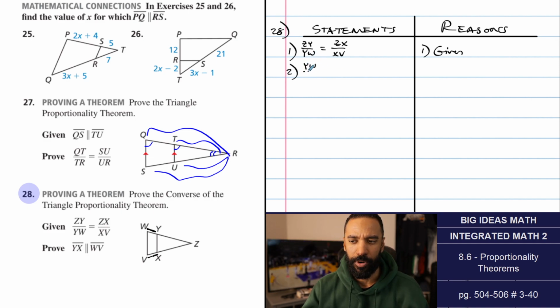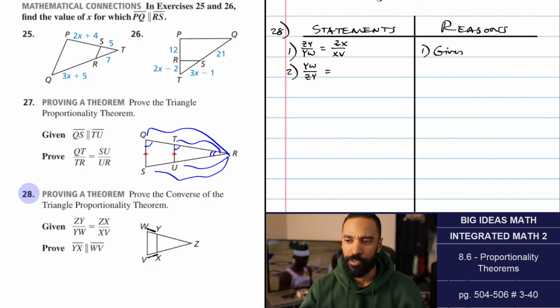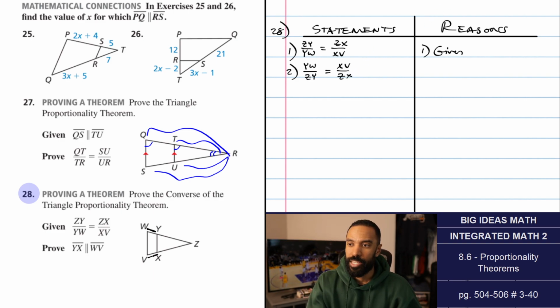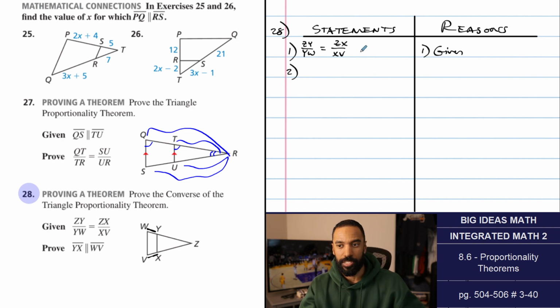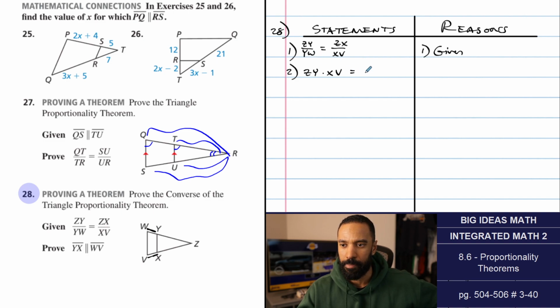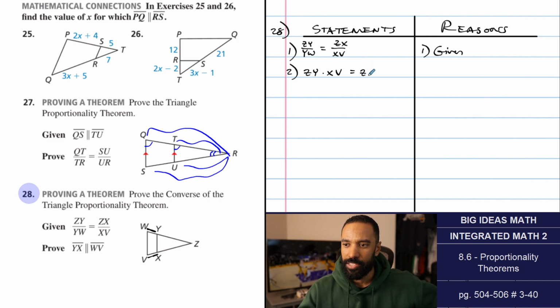If I do a rewrite of the proportion right here, YW over ZY equals XV over ZX. Actually, let's do this. Instead, let's do a cross multiplication, because let me think backwards. This comes from a division, right? So let's multiply both sides. Let's do ZY times XV. It'll look a little confusing, but we just saw that last time. Equals ZX times YW. So that's the multiplication property of equality.